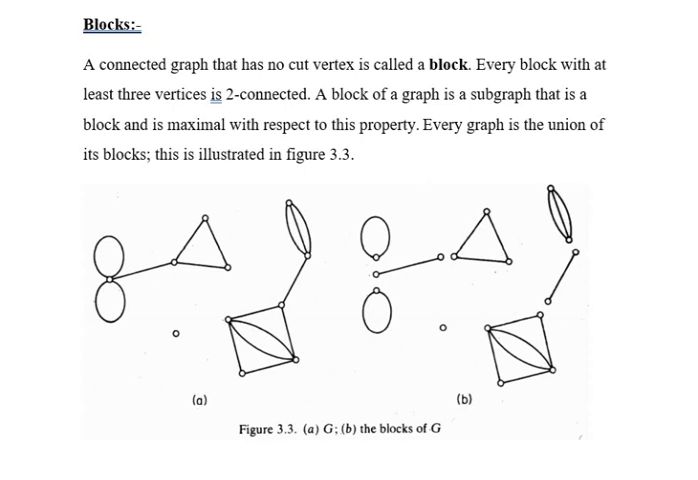In this figure, subdivision A represents the graph G and subdivision B represents the blocks of the graph G. Graph G actually consists of about 11 vertices, and in subdivision B, you can see the blocks of the graph G, and there are about 8 blocks.